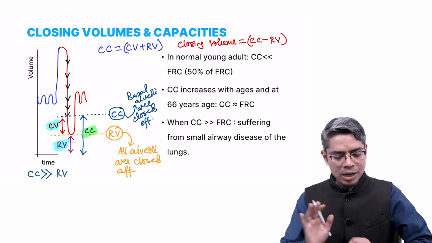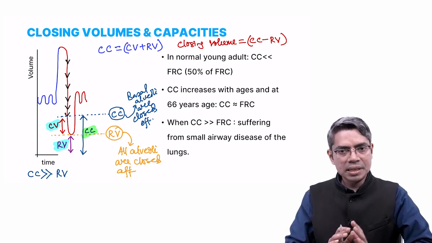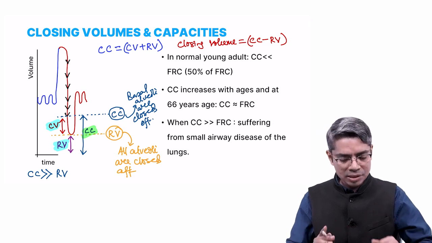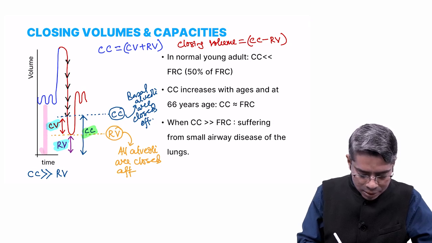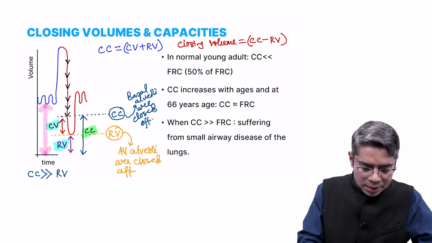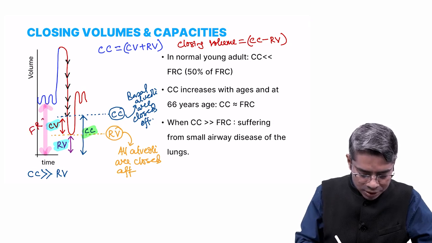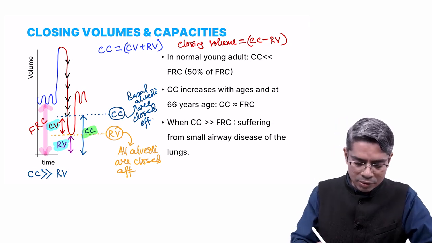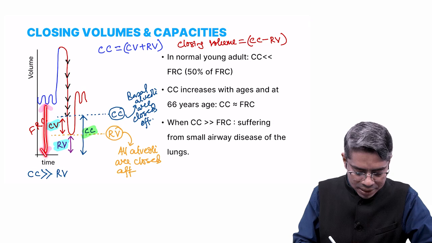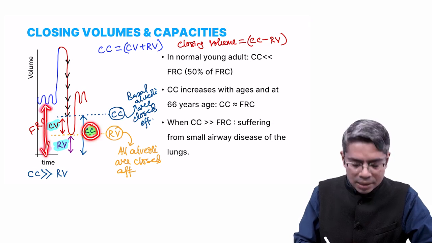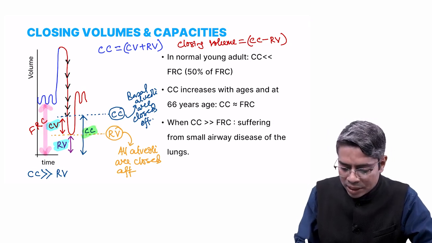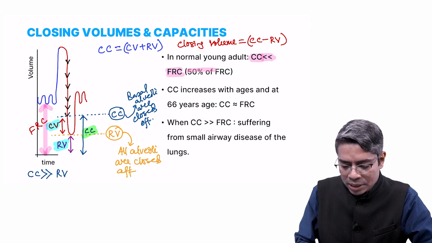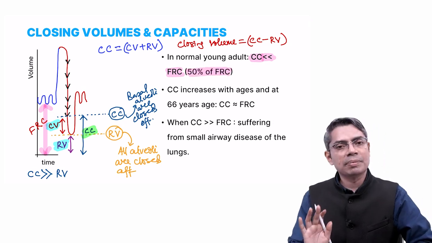Fine. Now you tell me, is closing capacity less than or more than functional residual capacity? So which one is the functional residual capacity here? If I measure the two volumes, then this highlighted portion is the FRC. So obviously you can find out from this diagram that FRC is normally higher than the closing capacity. So that is written here, that in a normal individual, closing capacity is lesser than FRC. Not only that, closing capacity is almost 50% of the FRC.